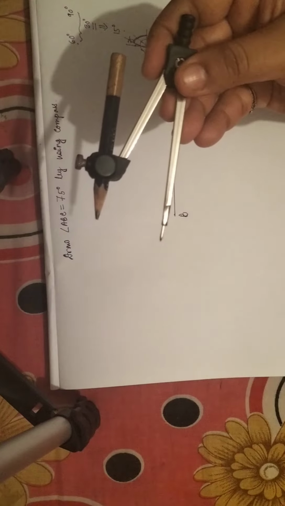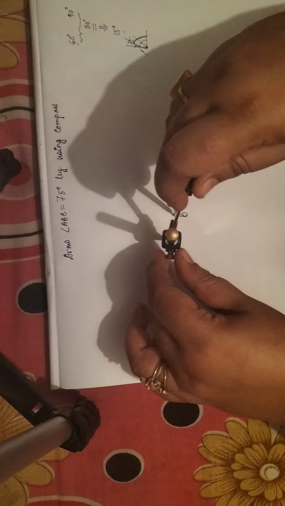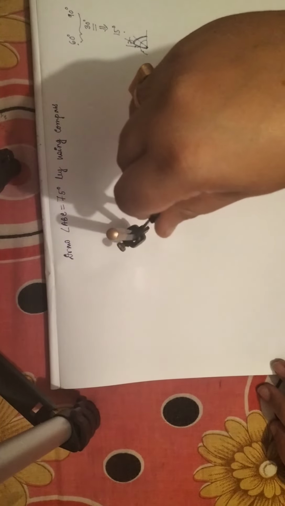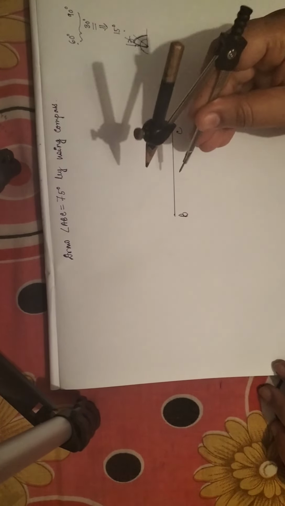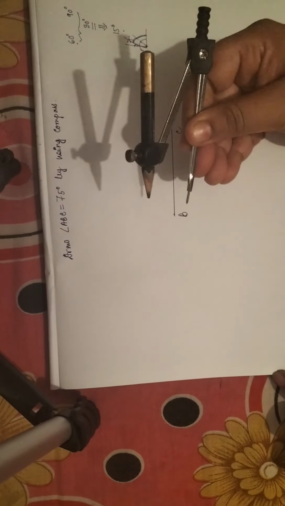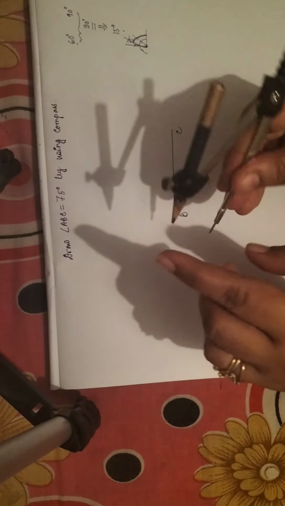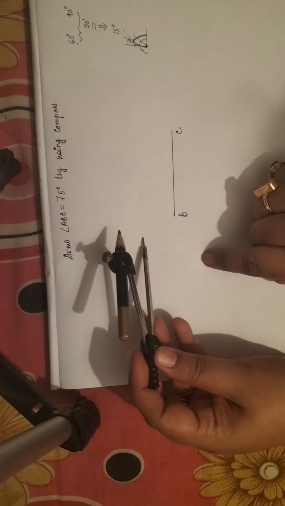So let's draw this. First of all, we have to consider this compass and taking B as center and with any arbitrary radius, but it should be fixed, it should not be varied, an arc should be drawn. And with the same radius, taking this point of intersection as center, another arc is to be drawn. With the same radius, taking this point of intersection as the center, another arc is to be drawn.